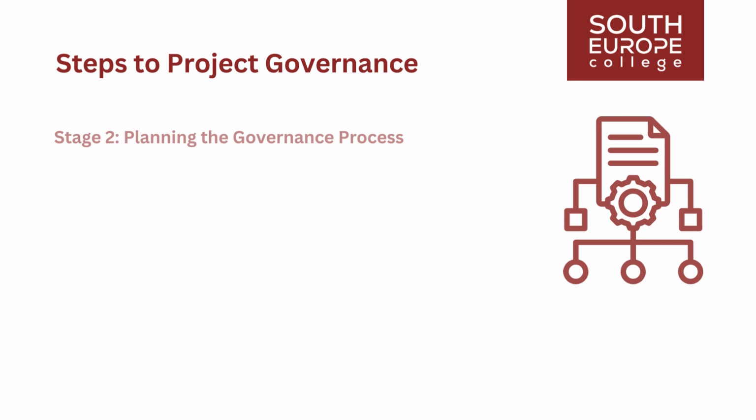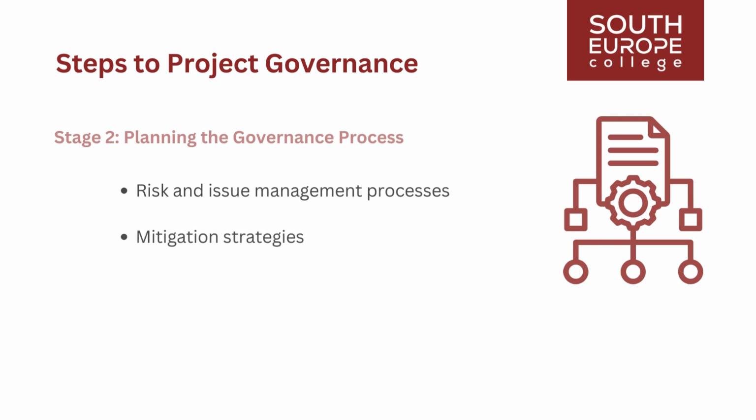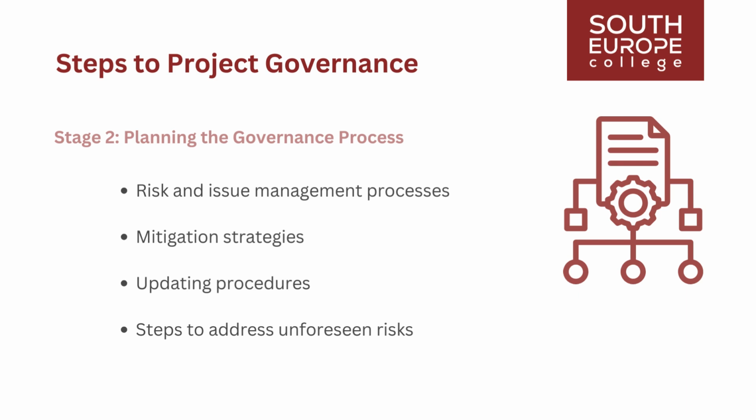This stage focuses on creating the project governance plan by determining metrics and baseline requirements. Governance plans encompass risk and issue management processes, including mitigation strategies, updating procedures, and steps to address unforeseen risks. Additionally, these plans consider quality, change, and performance management, along with the development of baselines for reporting and communication. Stakeholder engagement and communication persist throughout this stage, ensuring updates are incorporated as necessary. Stage 2 defines the governance process's inclusions, exclusions, assumptions, and constraints.